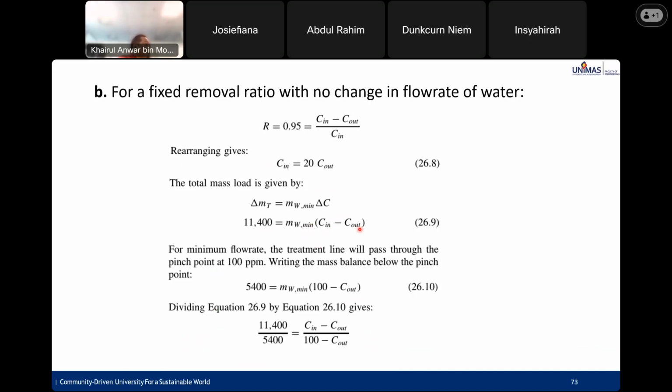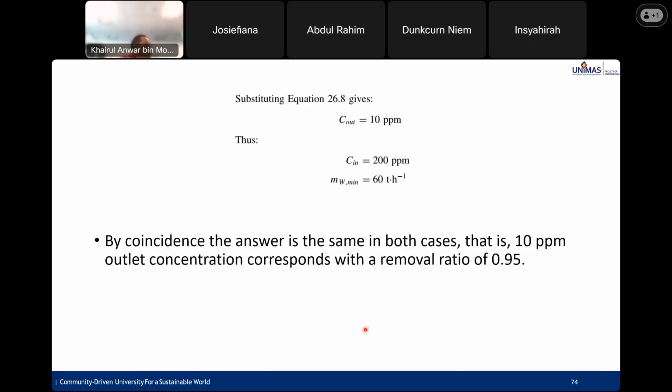You get 11,400. For minimum flow rate, the treatment line will pass through the pinch point at 100 ppm. The mass value below the pinch point is 5,400. Dividing equation 26.9 by equation 26.10 gives this equation. Substituting equation 26.8 gives a C out equal to 10 ppm. Thus C in equals 200 ppm, and the minimum water flow rate is 60 tons per hour. By coincidence, the answer is the same in both cases, that is 10 ppm, the outlet concentration corresponding with a removal ratio of 0.95.